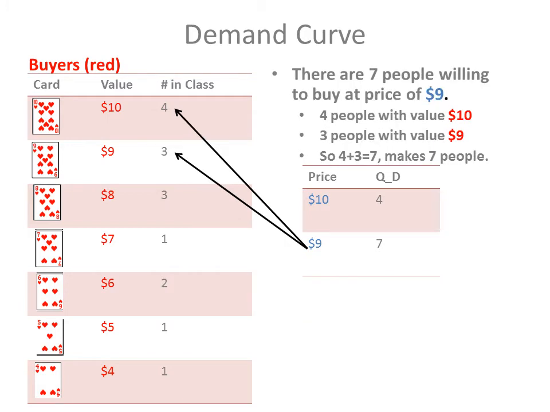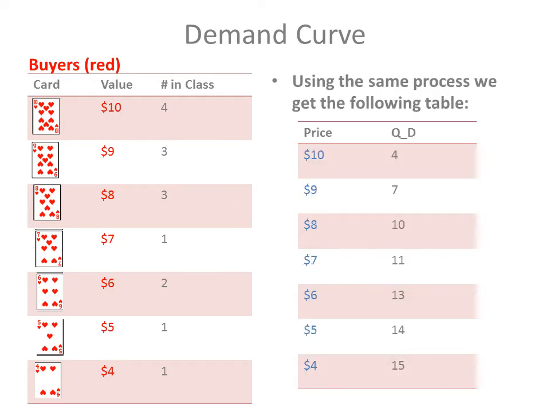Next up, we go on to the second line, and we can see that there are 7 people who are willing to buy at a price of $9. The way that I get that is, there are the 4 people who are willing to buy who had a value of 10, and 3 people who are willing to buy who had a value of 9. So adding that 4 plus 3 makes 7 people in total who would be willing to buy at a price of 9. To get the following table of prices and the quantities demanded.